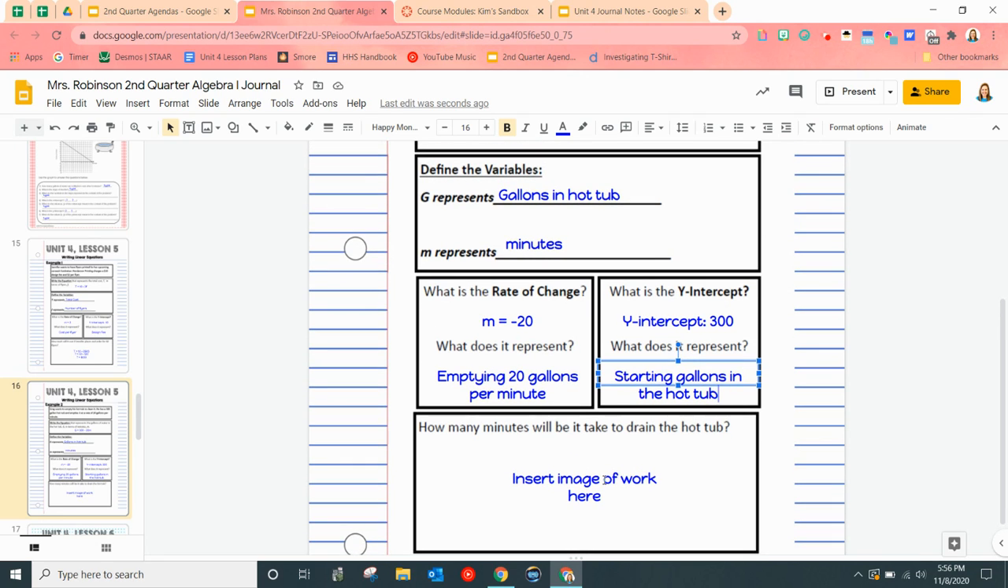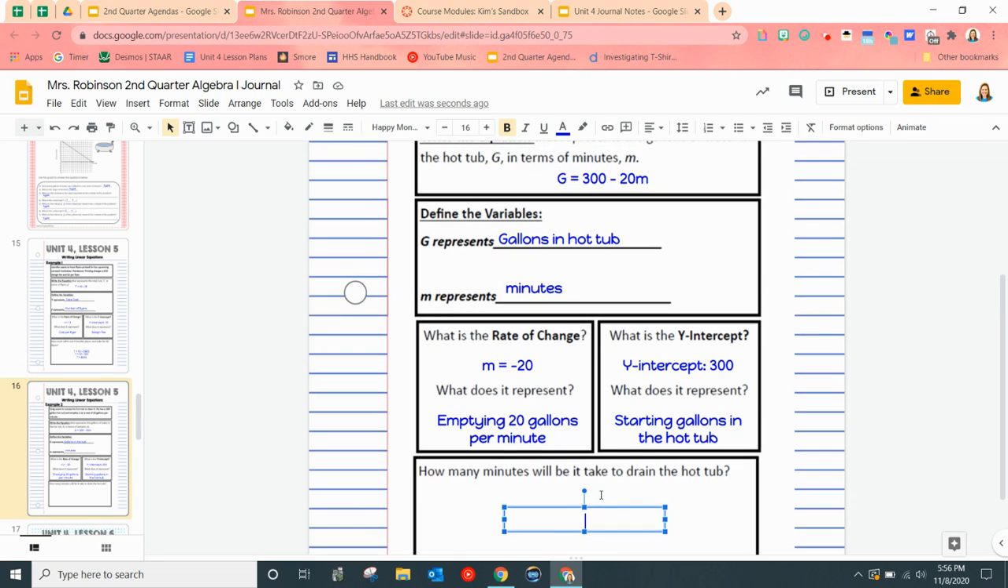Okay, so how many minutes will it take to drain the hot tub? Let's think about this. So again, if you want to just type here, you can. How many minutes will it take to drain the hot tub? Ooh, okay, so this is a little different. What am I supposed to do here? I need to know how many minutes, which is M, and I have an equation that represents the number of gallons in the tub at any particular minute. But they're asking me to give them an answer that is minutes.